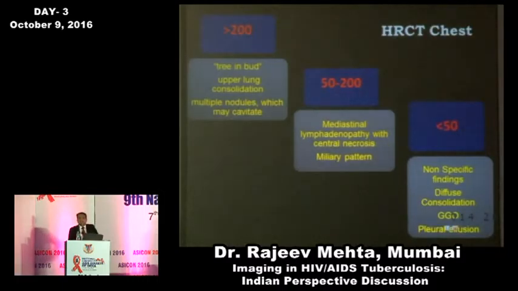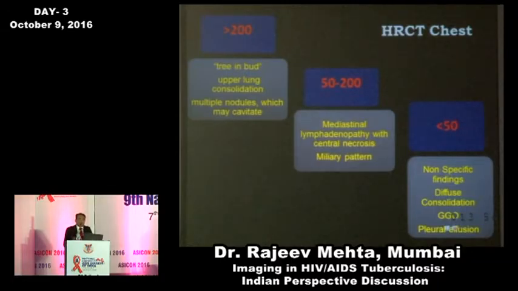When the CD4 cell count is more than 200, we get more or less the imaging appearance of a normal immunocompetent patient, with the very classical tree-in-bud appearance. That's the centrilobular nodule pattern, which suggests endobronchial spread and is a hallmark in the Indian setting. Number 2 is upper lung consolidation, which predominantly involves the upper lobe. It can also show multiple nodules, a couple of which may cavitate.